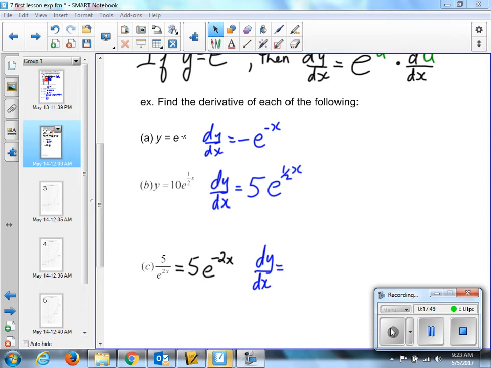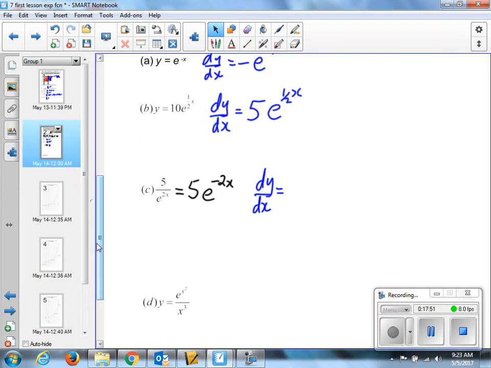Now, if you wish, you could treat that with the quotient rule. But when I see something like this, I prefer to do it this way. And then if you need to get rid of the negative exponent, you can later. So I'm thinking this is 5 times the derivative of itself, e to the negative 2x. Now the derivative of the inside, negative 2 times the 5 that was in front, so negative 10, right? Now, if you want, you all understand that's negative 10 over e to the 2x, right? If you want it to, it depends.